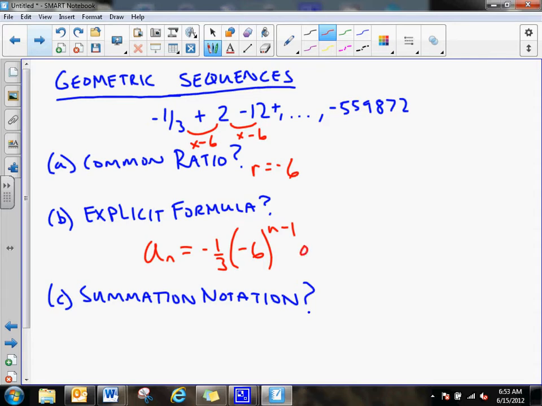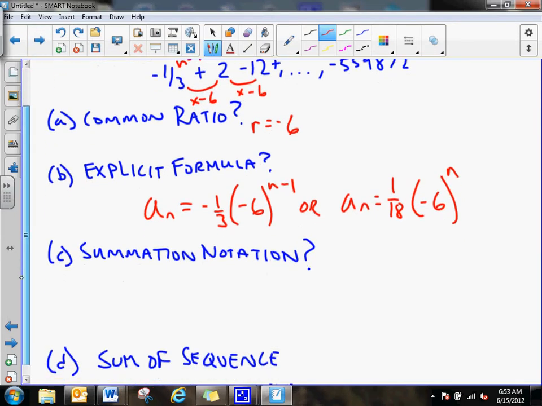Now this one's not as straightforward, and this works, I should say, because when I plug in n equals 1, I want to get negative 1/3. If I plug in 1 for n, 1 minus 1 is 0, negative 6 to the 0 power is 1, times negative 1/3 is negative 1/3. So that works. If I wanted to work backwards and just use n as the exponent, I'd have to work backwards one step and divide by negative 6 to get a positive 1/18. Both work.